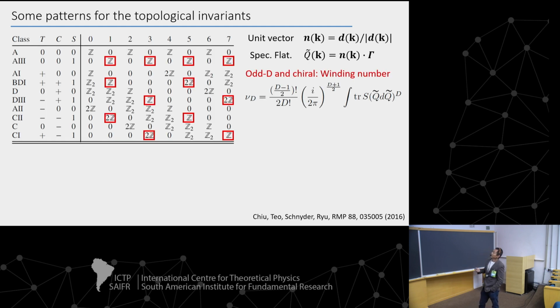And then in this periodic table, if you look at the ones that are odd dimensional and have chiral symmetries, then all of them can be calculated by the so-called winding number.